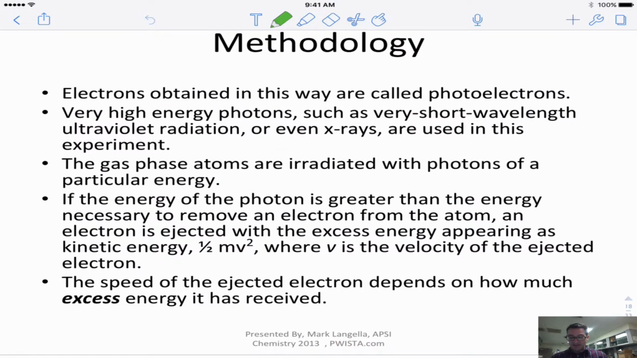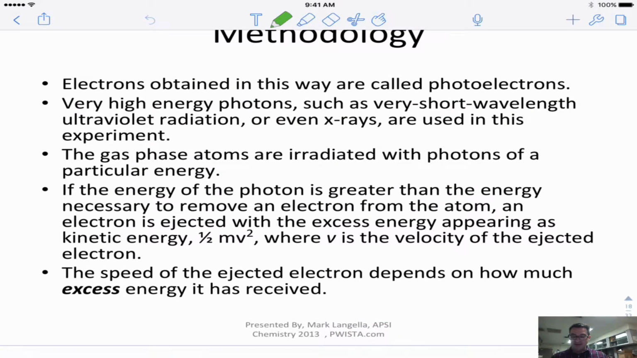The idea is that we're going to use these high energy photons. We're talking about X-rays, we're talking about ultraviolet light, and we're going to have the atoms in a gas phase. We're going to irradiate them with the photons, and all those photons are going to have the same exact energy. As long as the energy of the photon is greater than the energy of the electron, which it should be, then it can remove that electron from the atom.